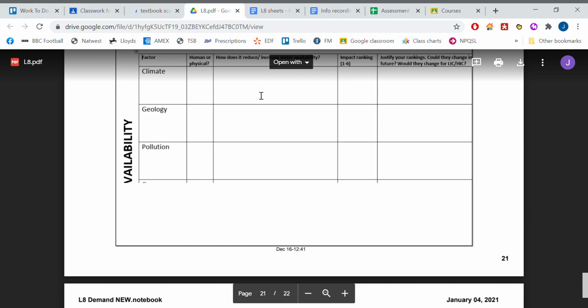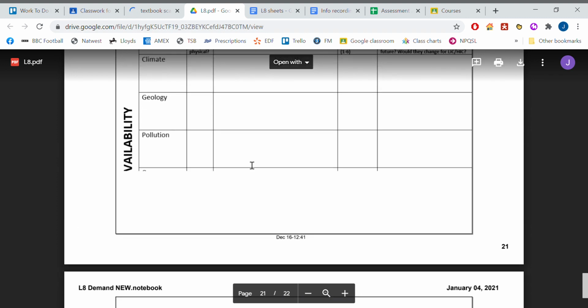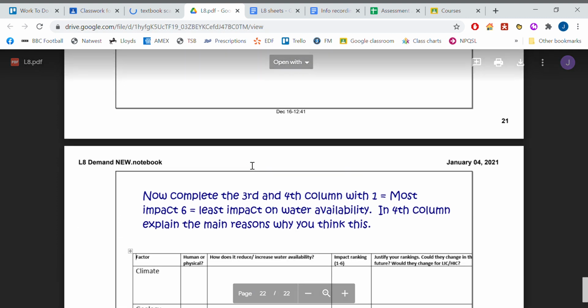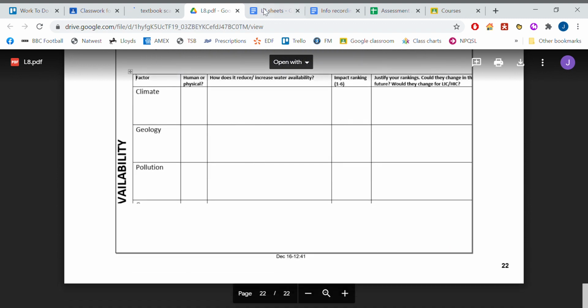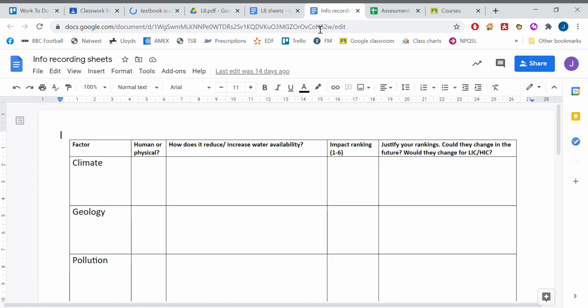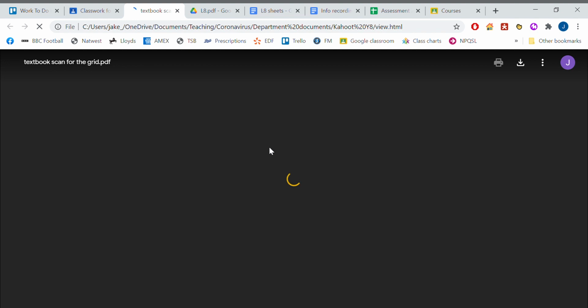Anyway, trying to fill these sections in, using that information, and that will help you complete this sheet. If I can't get it to work like this, I will rotate it before I upload it, so the one you see will hopefully be the right way up. Thanks very much.